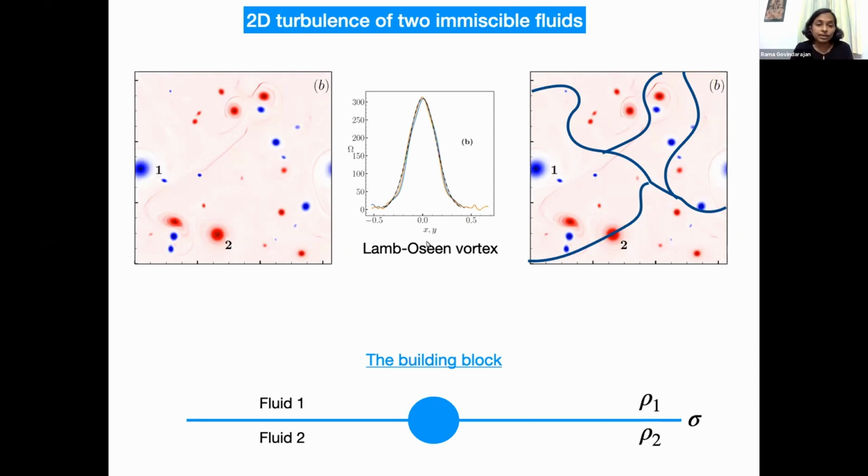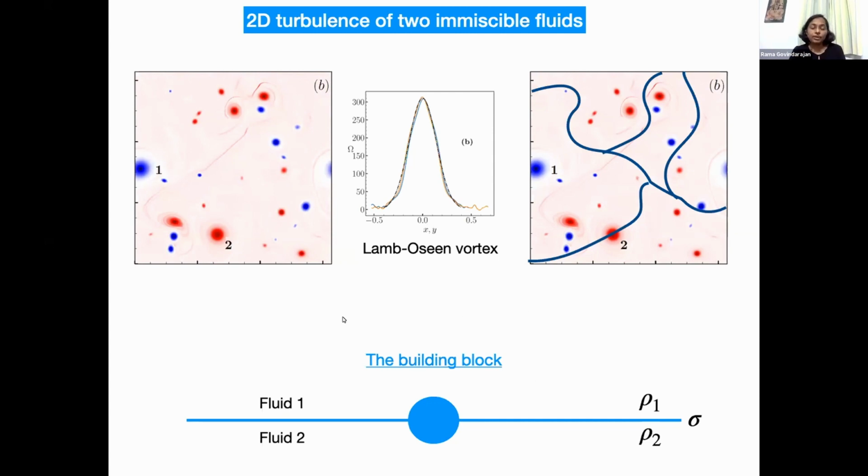So you can see that 2D turbulence can be thought of as a collection of Lamb-Oseen vortices of different strengths in the flow. Now add to that interfaces. So think of it as 2D turbulence of two immiscible fluids. So you can get interfaces of different shapes along with this vorticity.